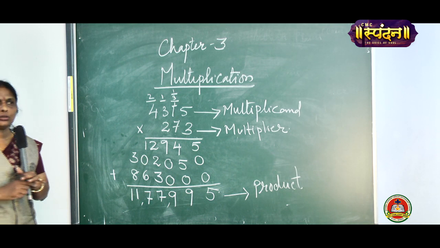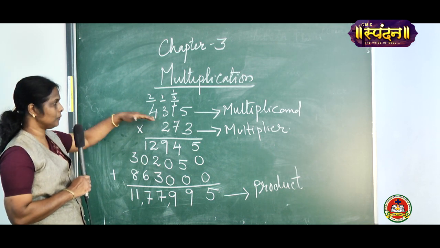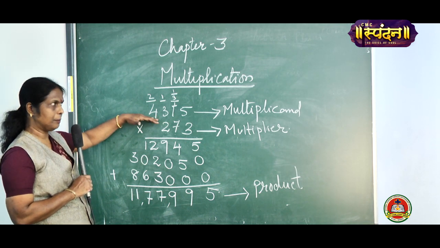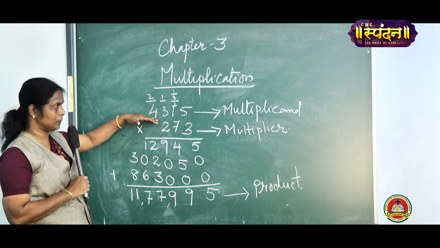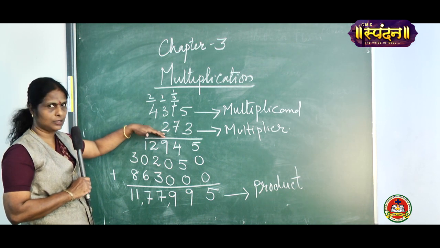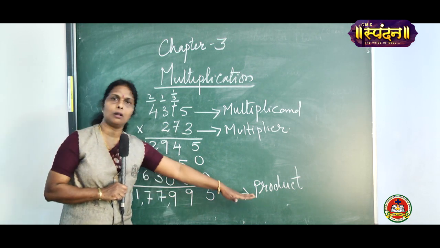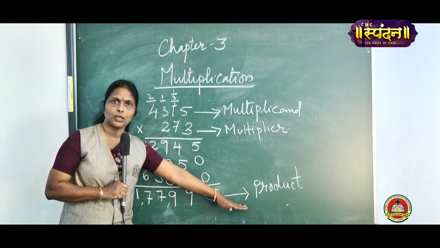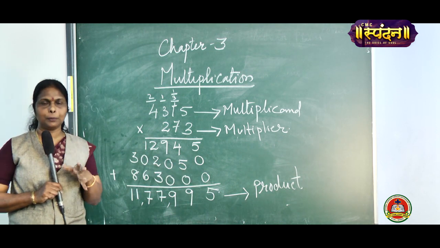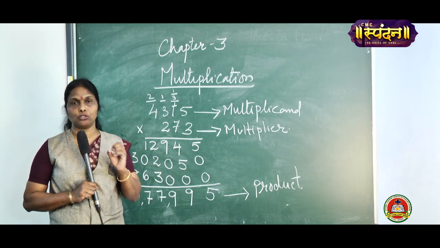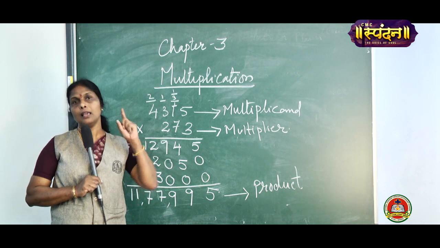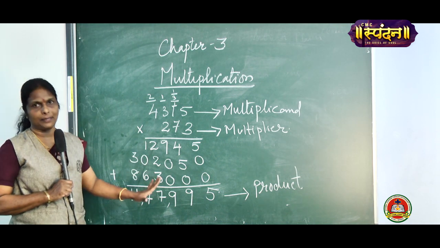Is that clear? So the basic things we studied now: the number which we are multiplying is called the multiplicand, the number by which you are multiplying is called the multiplier, and the result obtained after multiplication is called the product. In this multiplication, you have to be very perfect about the multiplication tables. You should learn the multiplication tables thoroughly, then only you will be able to do the multiplication.